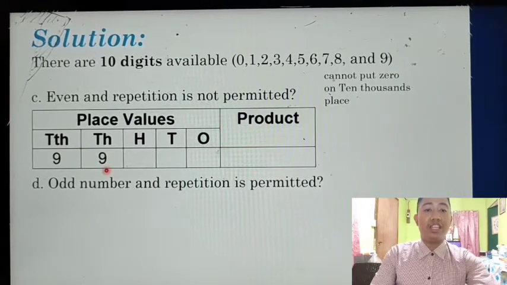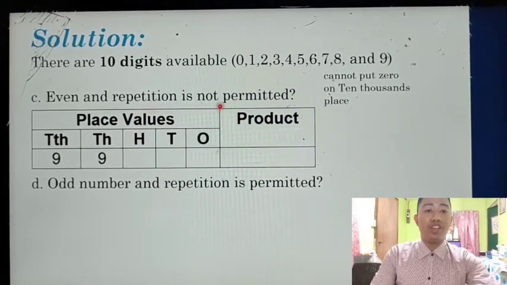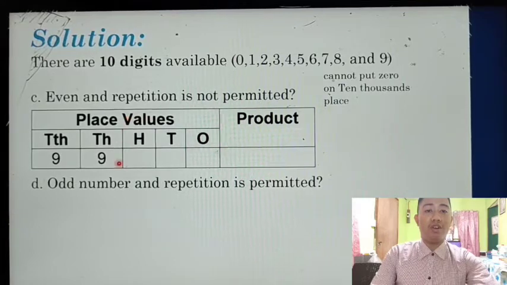After that, since repetition is not permitted, we minus 1, so we get 8. And after that, the tens place has 7. Okay, how about the ones place?